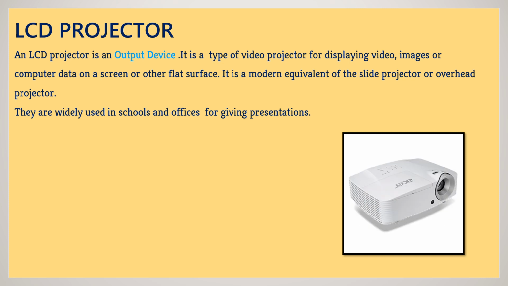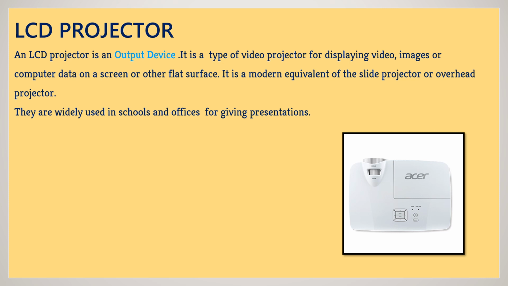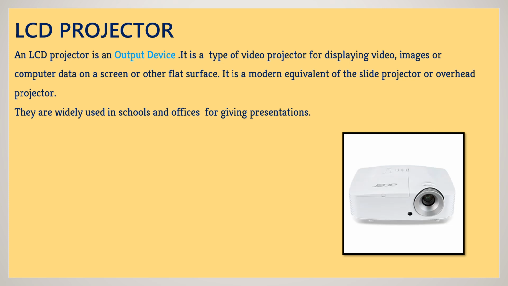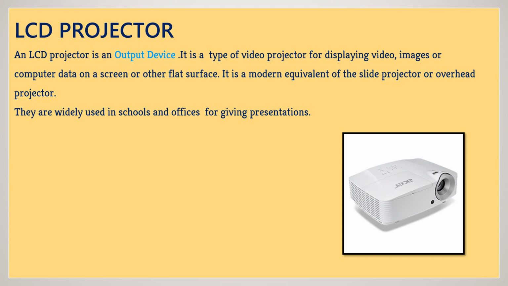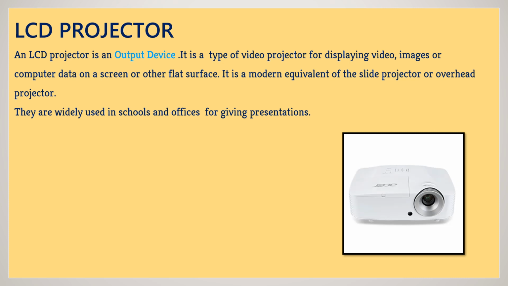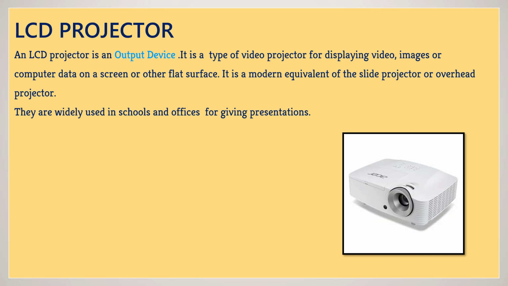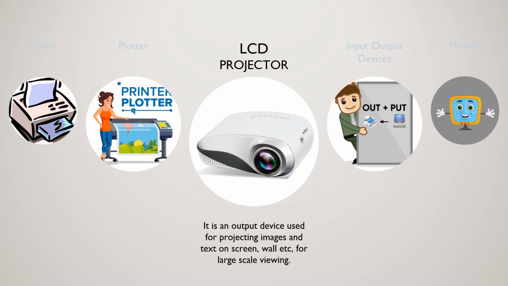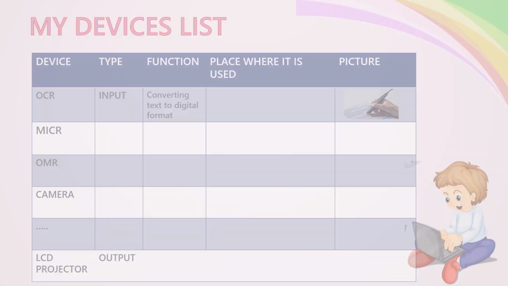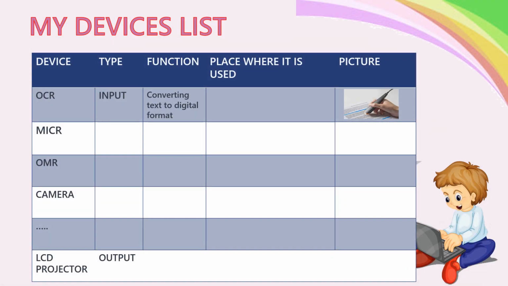So children, now we have seen that we have a lot of input devices, and so do we have a lot of output devices also. And how do we categorize them? They are categorized on the basis of the work they do. If they take the data inside the computer, they are input devices. But if they are bringing something stored inside the computer onto a surface or outside the computer in the printed form, it is known as an output device.